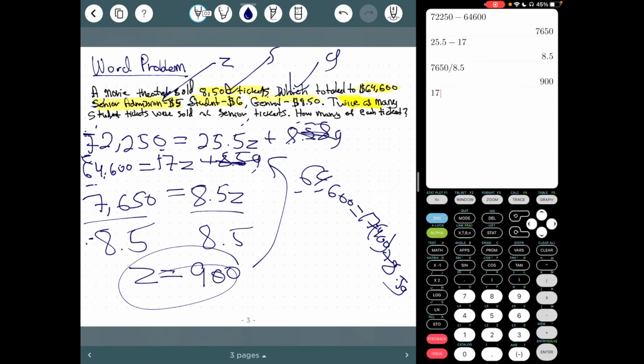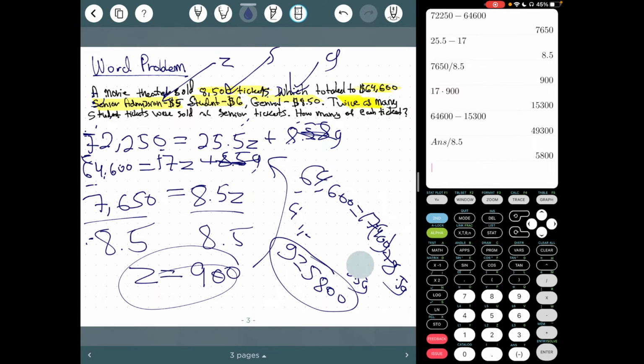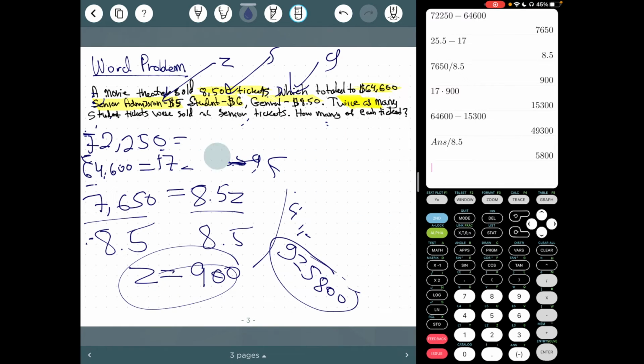So 17 times 900 gives us 15,300. So 64,600 minus the 15,300 gives us 49,300, which equals 8.5g. So now we can divide both sides by 8.5, and we get g equals 5,800. So there were 5,800 general admission tickets. So now let's encircle this, and we can erase all this other stuff.